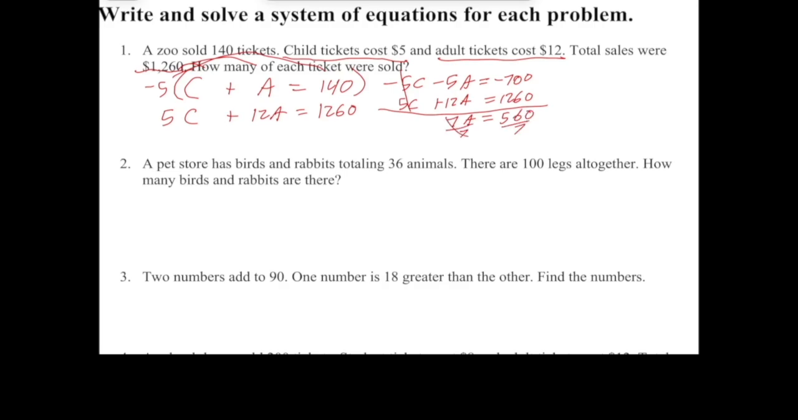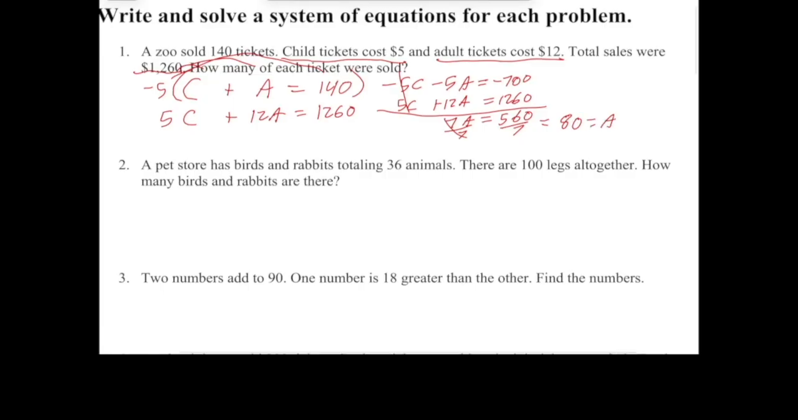Did I do that right? Looks like I did. So when I divide by 7, well, 7 will go into 56 how many times? Well, 7 times 8 is 56, so there's 8 and a 0. And what did that equal? That equaled my adult tickets. So now I have to figure out the child tickets.